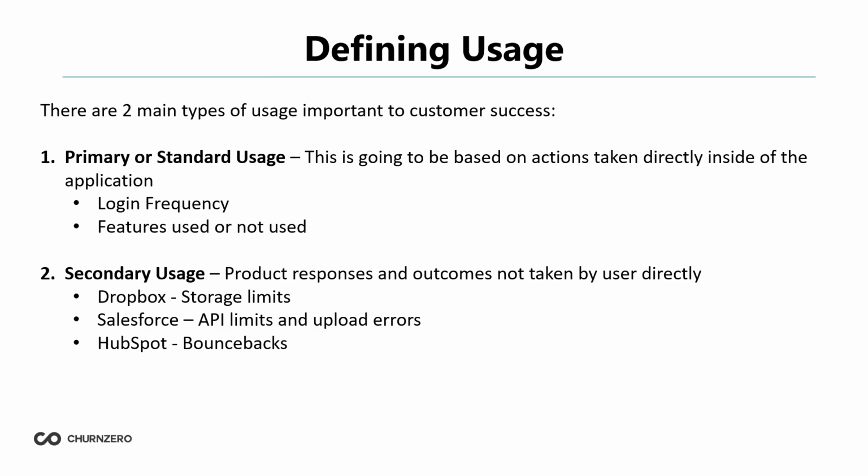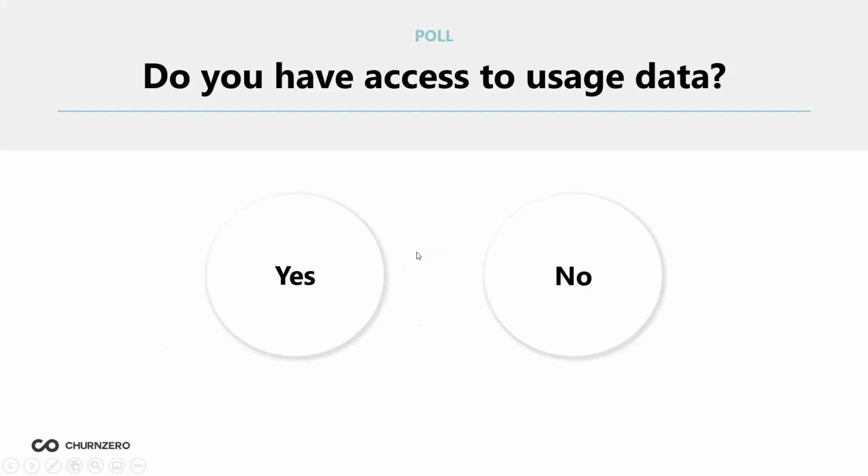The second would be secondary usage. Think of these as product responses and outcomes, but they're not directly related to an action that a user takes directly inside of the app, like clicking a certain button or something like that. These are just as important, as they have a really huge impact in terms of how they're going to affect your customer and their satisfaction rates. Think of Dropbox, as you hit your storage limits. If a customer was no longer able to upload a document, they'd be pretty peeved. Salesforce, if they're hitting some API limits or some upload errors, those are things that would really cause some frustration from a customer. And even things like, for instance, HubSpot, if they were continuously getting bounce backs, and they didn't know how to fix it, this would lower the chances of actually hitting their goals, their desired outcomes, and ultimately would affect the renewal and them staying with us. So we want to take these both into consideration when we think about usage.